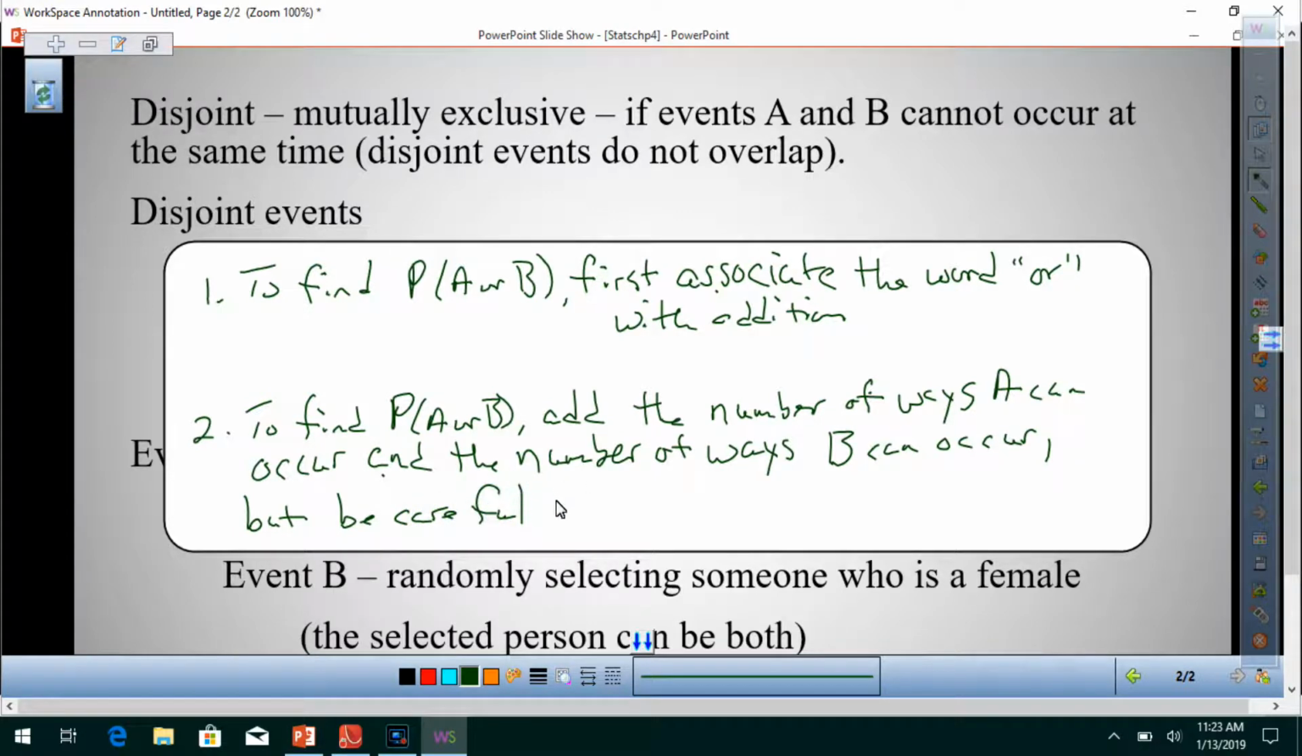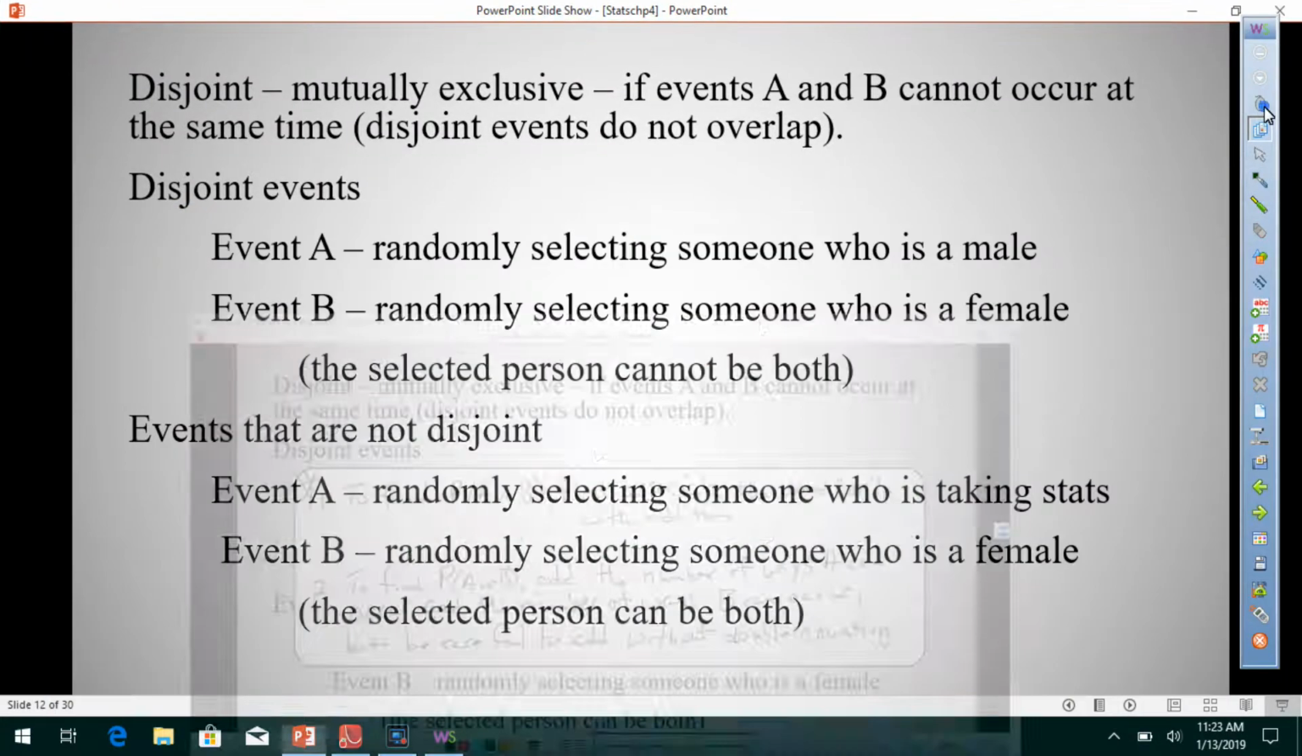Be careful to add without, I didn't spell that very well, double counting. But without double counting. All right. Make sure that'd be good to put that in your notes. That's a little helpful reminder.